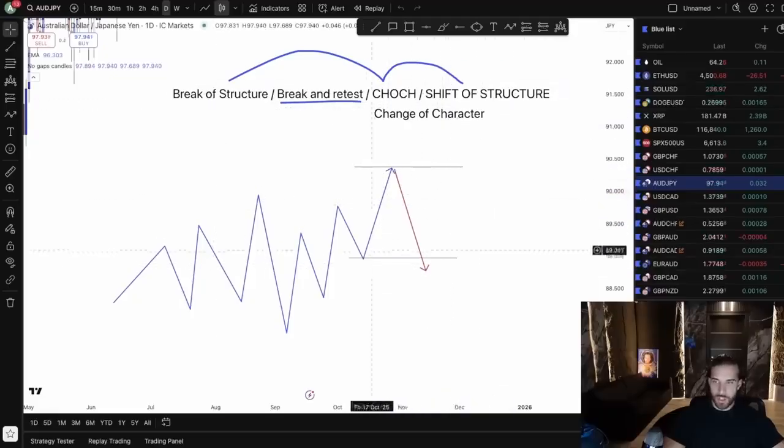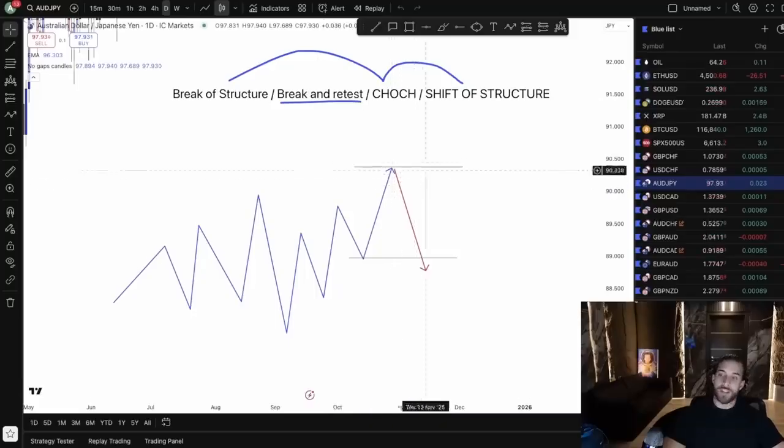Shift of structure is when this structure shifts from bullish to bearish. Easy. Change of character is when you change identity from being bullish to then being bearish. Simple. Now, what is break of structure? You guys already know this. I have pretty much been doing this for the last 2 hours, doing shift of structure, doing breaks of structure.